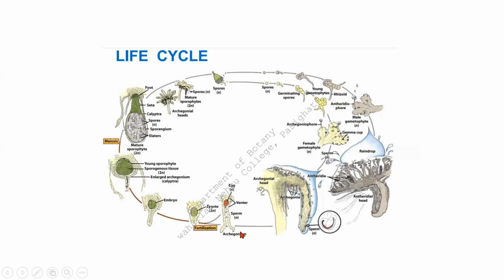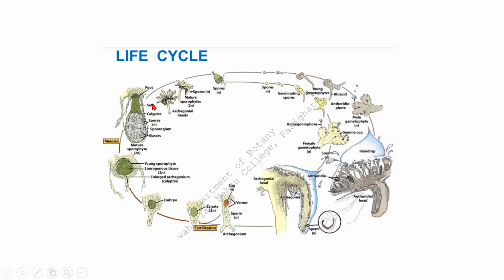Fertilization takes place in the presence of water with the help of the mucilage secreted by both the archegonia and the antheridia. The sperm fertilizes the egg in the venter, and development of the sporophyte begins. The development of the embryo begins immediately after fertilization, but the sporophyte develops only after 4 months. So the development of the embryo to a sporophyte takes around 4 months.